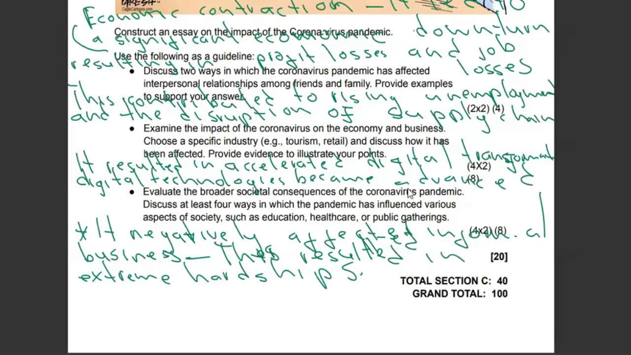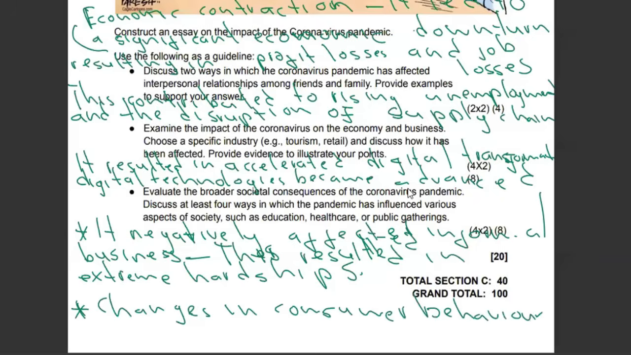Then there were also changes in consumer behavior. Consumer spending patterns changed, with increased demand for certain products, healthcare and home office equipment, and reduced spending on non-essential platforms. So all these are ways in which COVID-19 affected the economy.